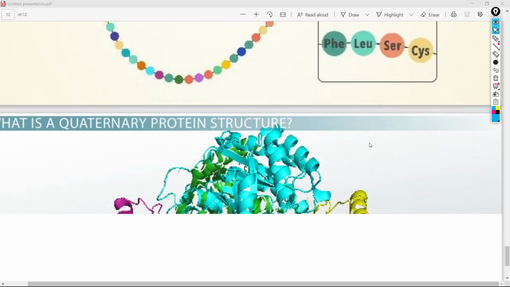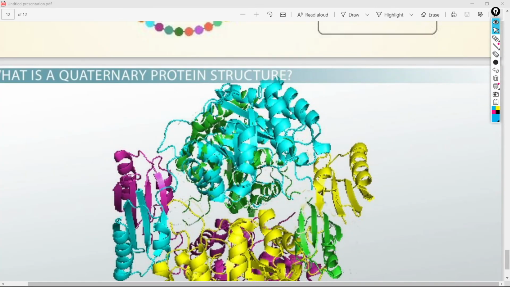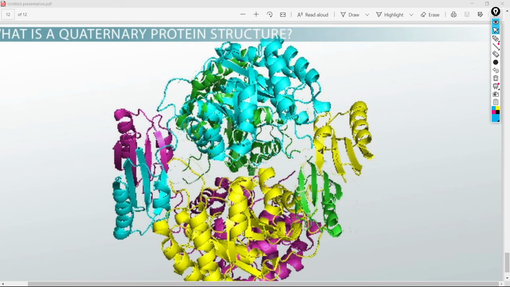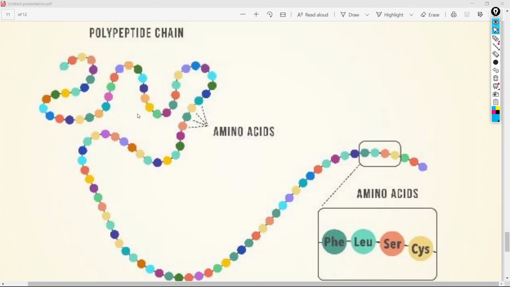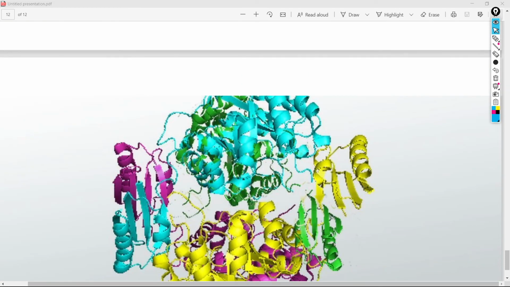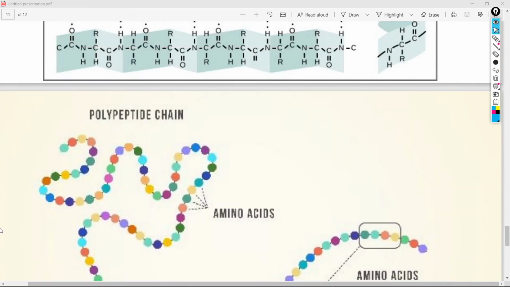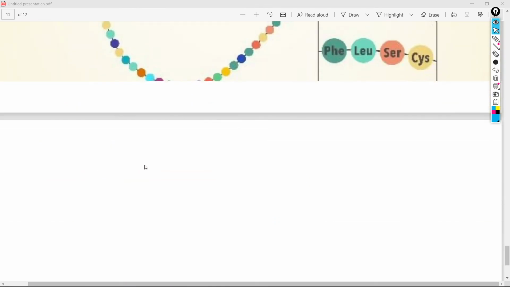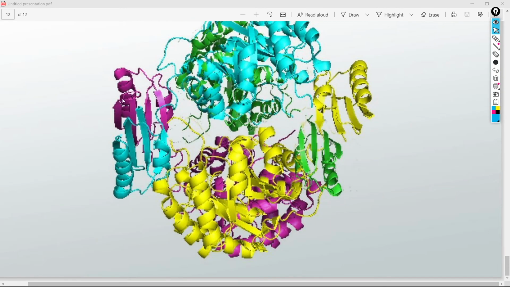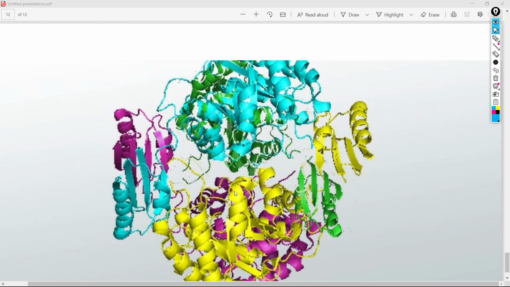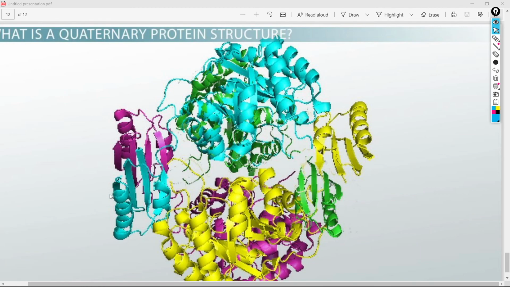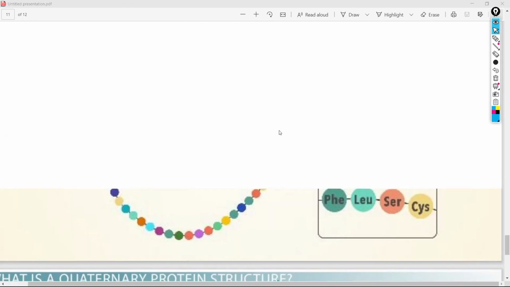This brings us to our final stage, which is the quaternary protein structure. Quaternary protein structure is basically a combination of multiple different strands of polypeptides forming into a single protein. Not all proteins go to the quaternary structure. A lot end at the tertiary stage, but those that do often have very complex shapes and structures, as you can see here. There's four different groups. They have the cyan, the green, purple, yellow, and these all bond together to form a single protein.